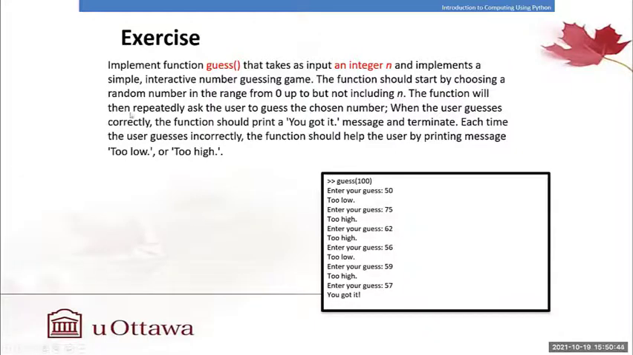The function will then repeatedly ask the user to guess the chosen number. So what does that mean, guys? That's an infinite loop. When the user guesses correctly, the function should print "you got it" message and terminate. Each time the user guesses incorrectly, the function should help the user by printing the message "too low" or "too high." Can we implement this kind of function?